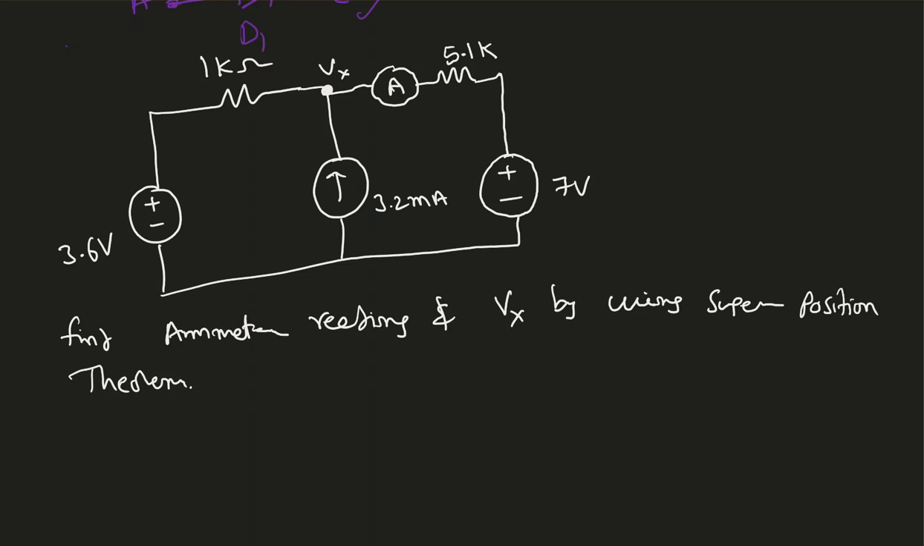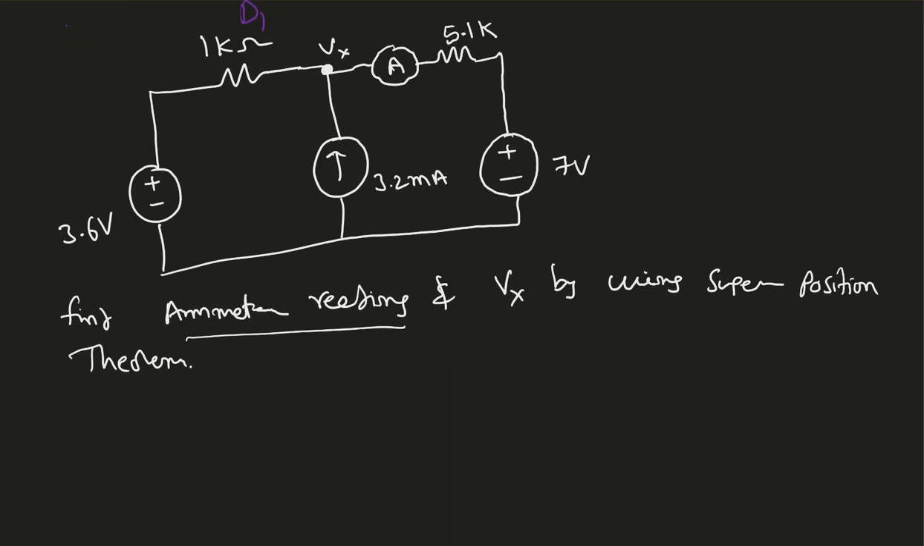In this video, I'm going to solve an example based on the superposition theorem. Find the ammeter reading as well as Vx, the voltage at this point, by using the superposition theorem. We know that in the superposition theorem, we keep one source at a time and replace all other sources by their internal resistance.